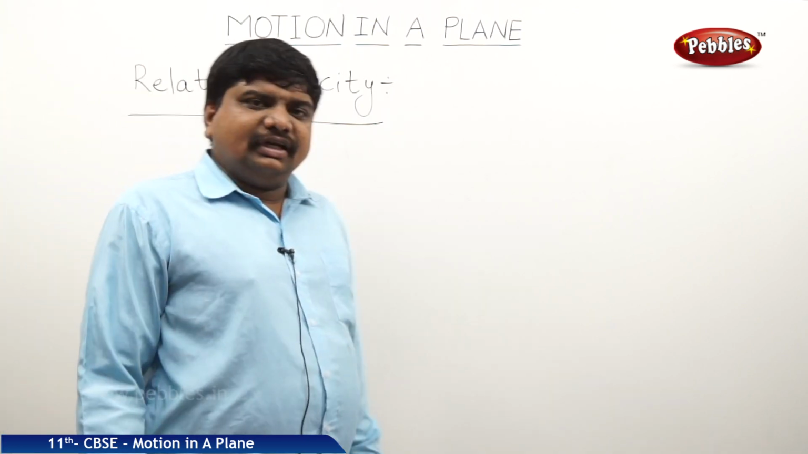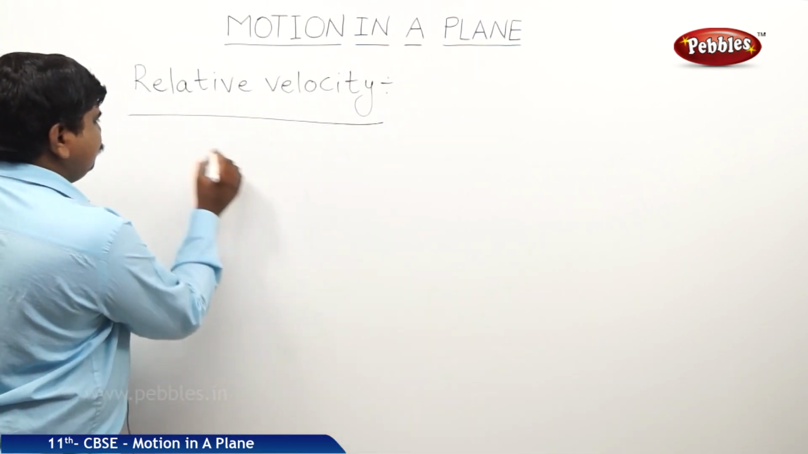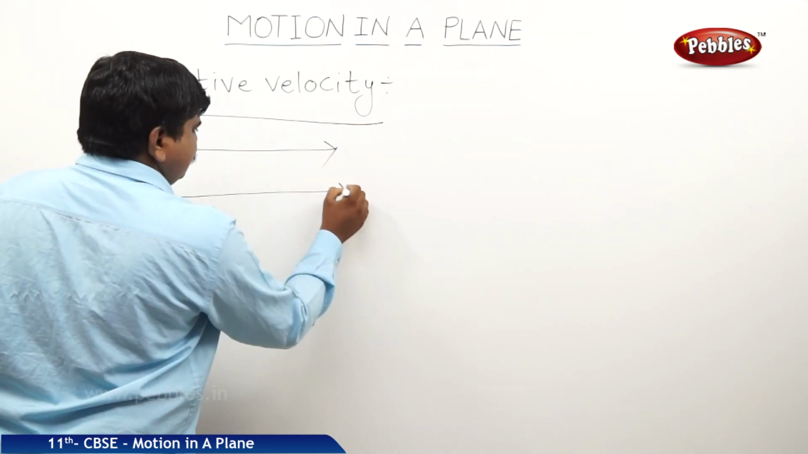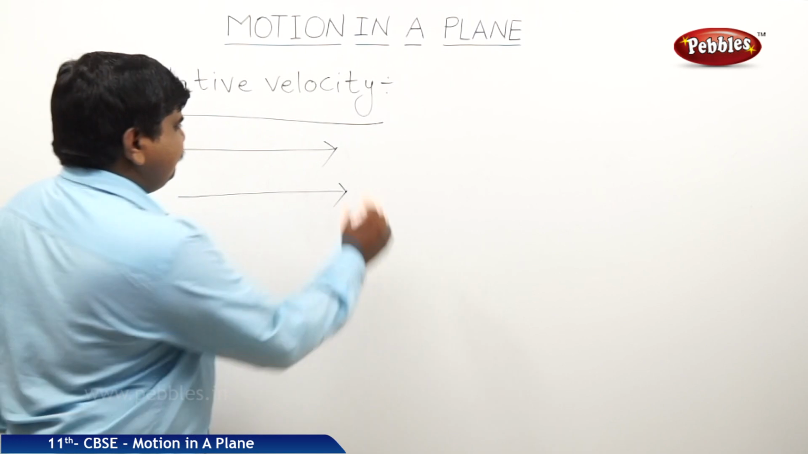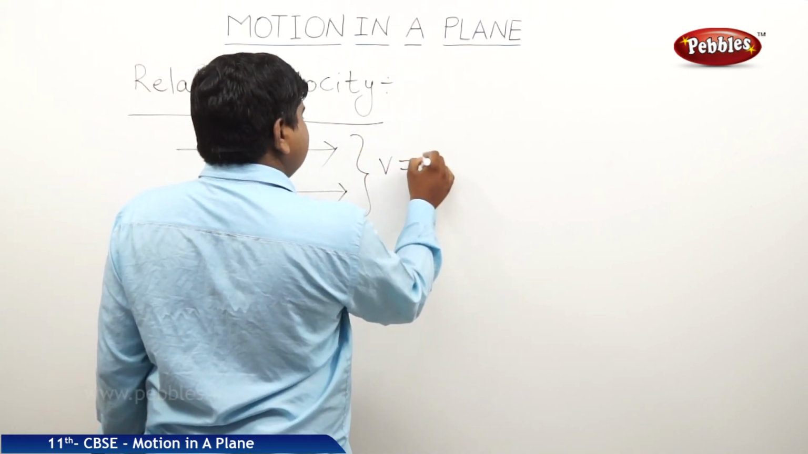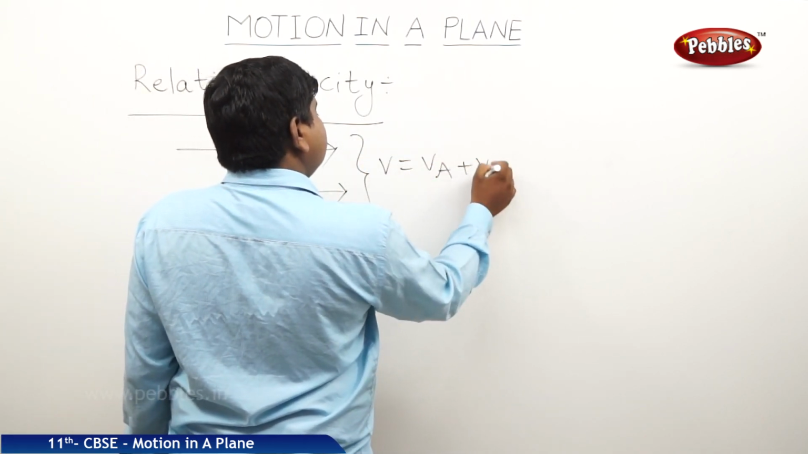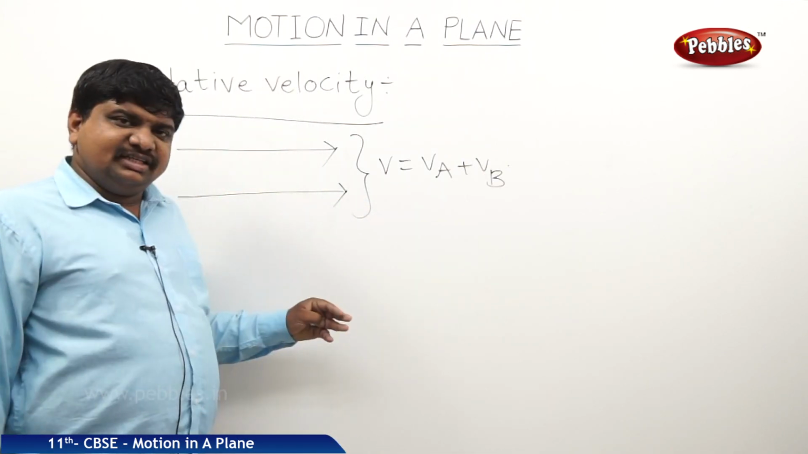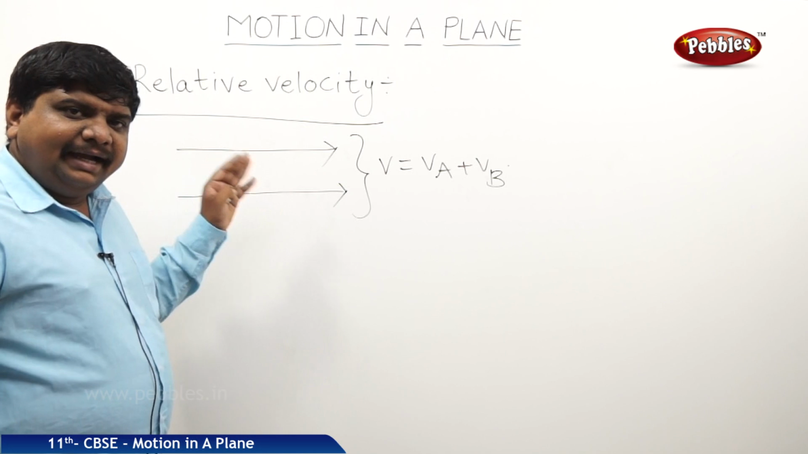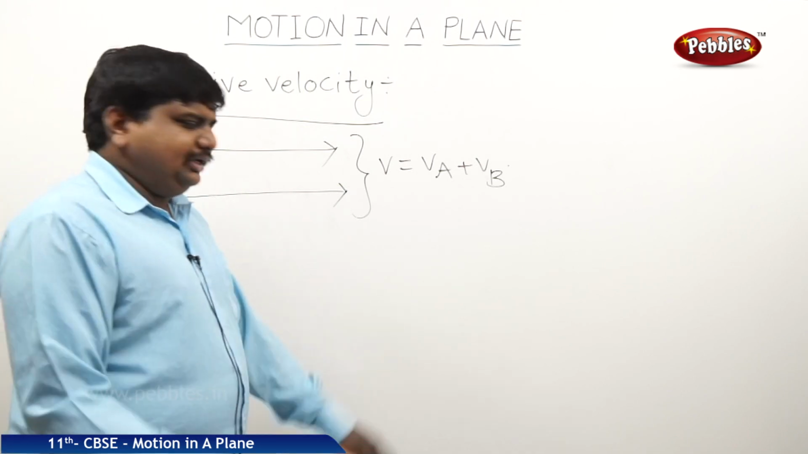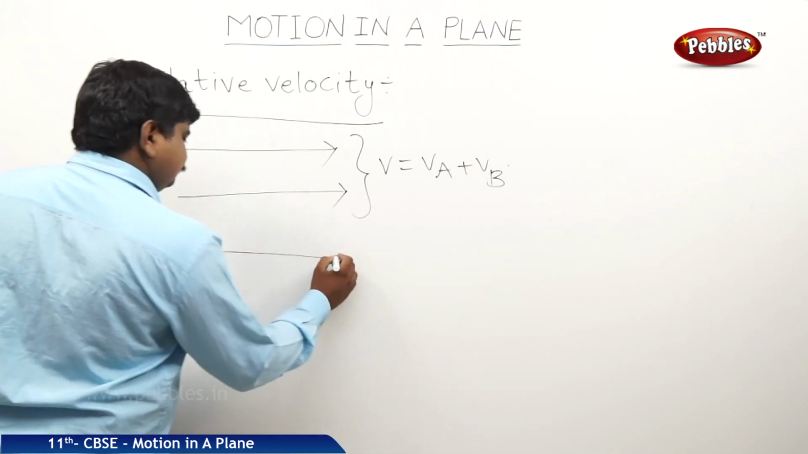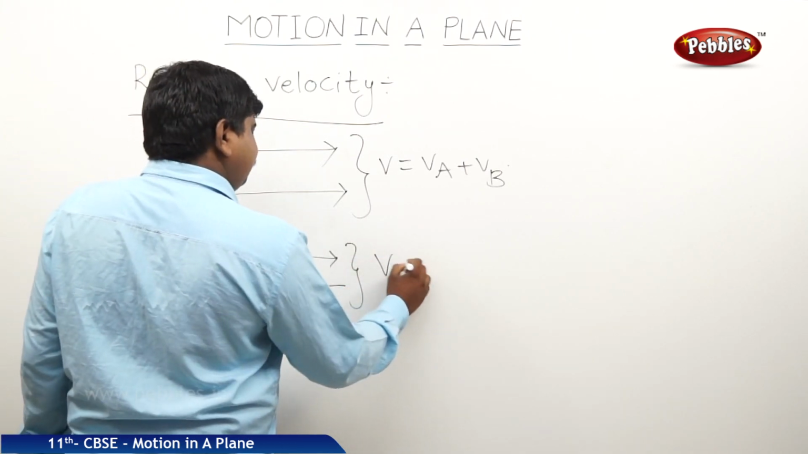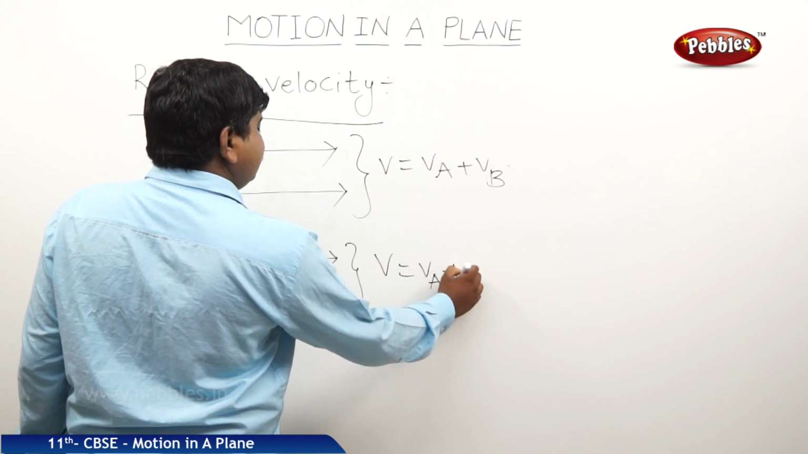What is the meaning of relative velocity? As we mentioned in the motion in a straight line, if two objects are moving in the same line, their velocities will be added. But if they are traveling with respect to each other in anti-parallel direction or relative to each other like this, then the resultant velocity will be the difference between their velocities.